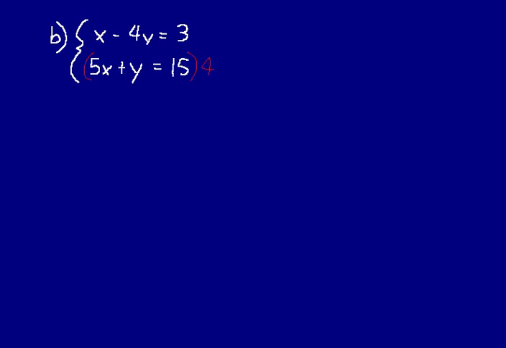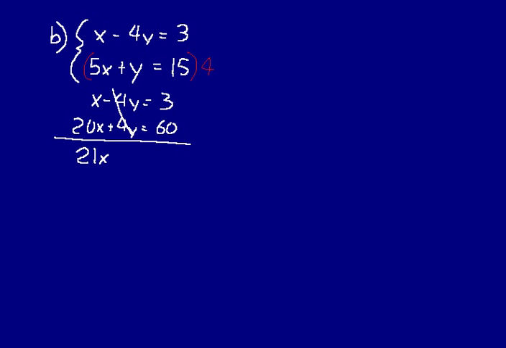So the best thing to do next is to rewrite both equations, one on top of each other, with the new equivalent equation on the bottom. So we have x minus 4y equals 3, and then 5x times 4 is 20x. 4 times y is plus 4y, and then 4 times 15 is 60. So now we can add those together, 21x, and then the y's cancel, equals 63. Divide both sides by 21 and we would get x equals 3.